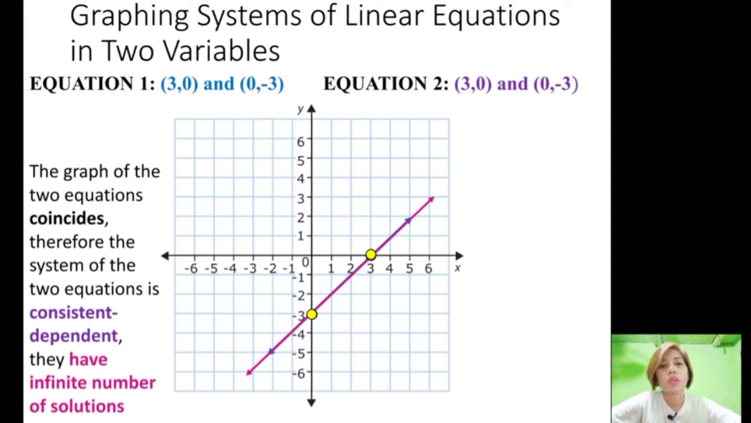Therefore, the system of the two equations is consistent dependent. They have infinite number of solutions. So, dito po, kaya po infinite number po yung solutions kasi hindi lang nag-intersect at one point yung graph po ng dalawang equation, kundi parang naging iisang line lang sila. So, ibig sabihin, napakarami po ng number of solutions po nila.